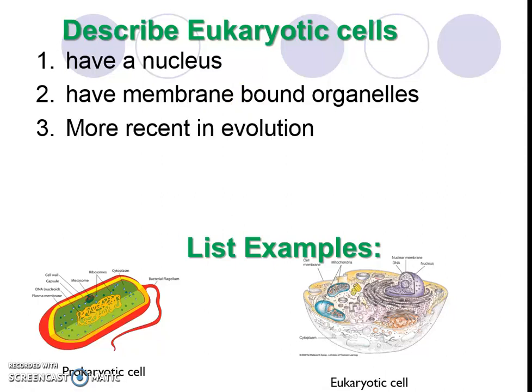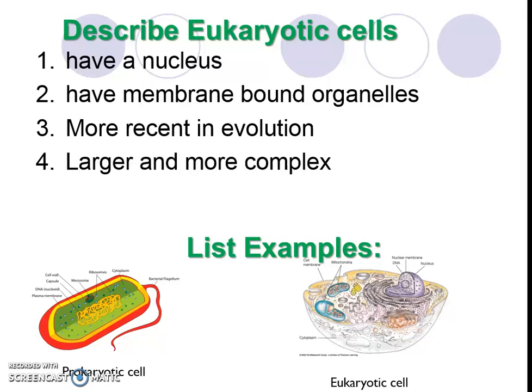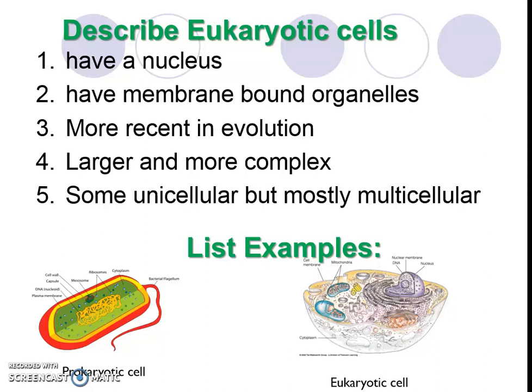They were more recent in evolution because they're more large, they're more complex, and mostly they're multicellular. There's a couple types that are unicellular. Now let's go over some examples. So keep in mind, now we're focusing on the eukaryotic ones.